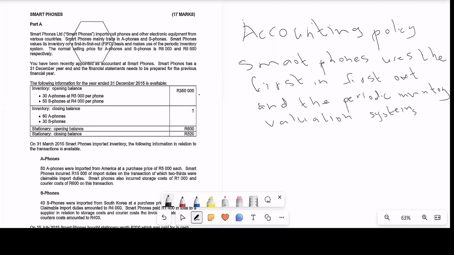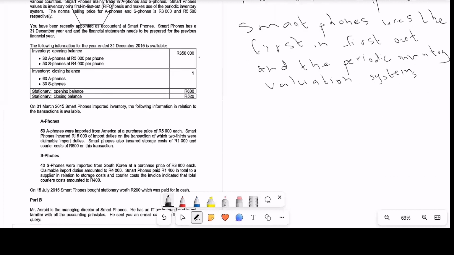So let's move on. Now we're actually going to calculate inventory. Remember, guys, when you are asked to calculate inventory, you only include in inventory the closing balances of all your goods, of all your stock. So basically, you include the closing balance of your A phones, S phones and stationery, because stationery or consumables are also part of inventory. So just always remember that. If they ask you to calculate inventory, you only want the closing balance.